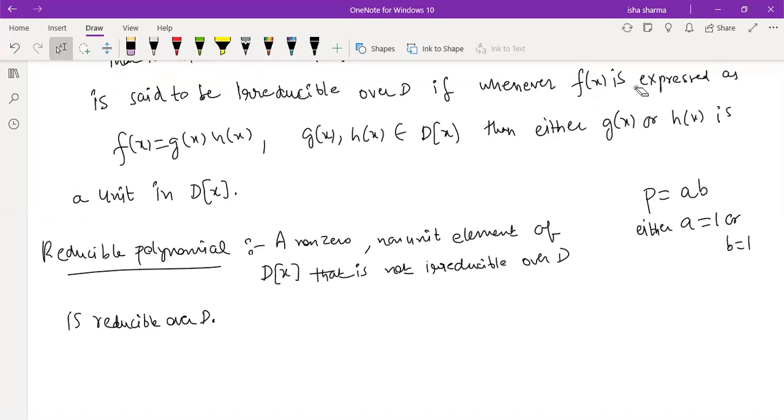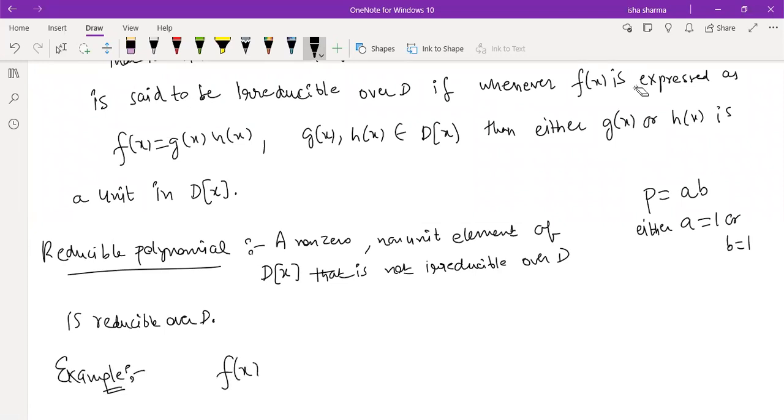So here also it should not be a zero polynomial and should not be a unit polynomial. So what you can see is the zero polynomial and the unit polynomial are not included in the category of reducible or irreducible. They just have a different category of their own. So whenever we want to check reducibility or irreducibility, we just check among the non-zero and non-unit polynomials, right? So let me just give you an example for the same, and then things will be clear to you.